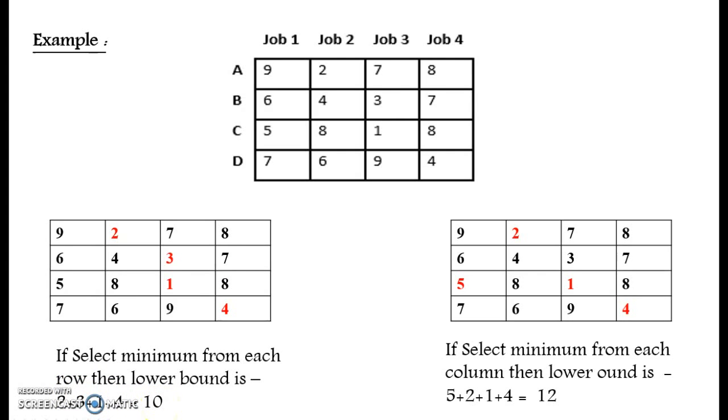Likewise, if we select a minimum value from each column, then 5 is the minimum value from column 1, 2 is the minimum value from column 2, 1 is the minimum value from column number 3 and 4 is the minimum value from column number 4. By selecting a minimum from each column, the lower bound is 5 plus 2 plus 1 plus 4 is equal to 10.